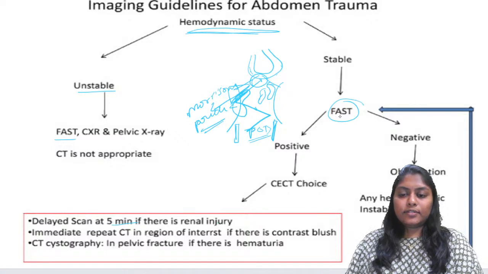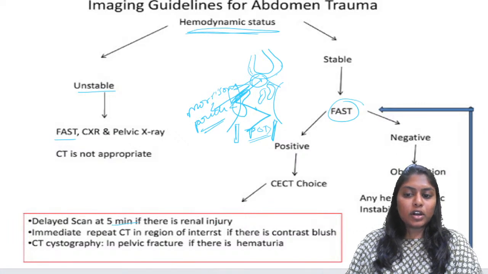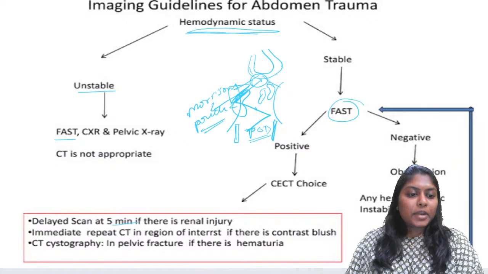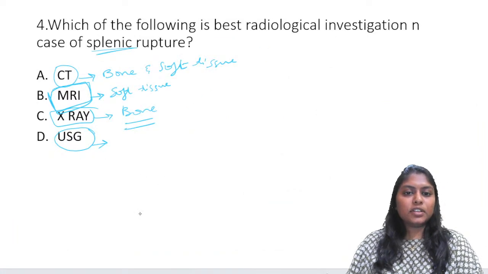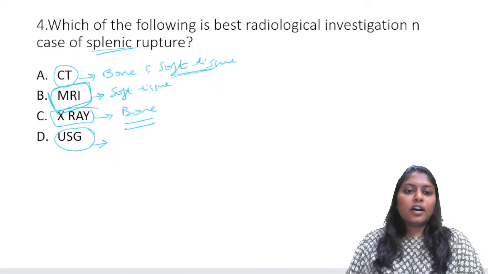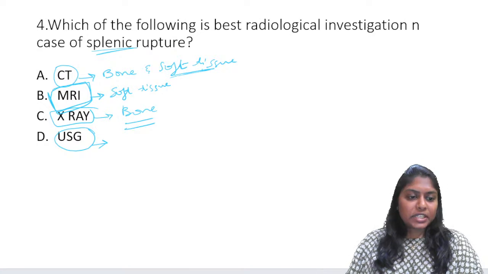Next, if the FAST is negative, we didn't find any of this, and we have to observe. If there is any hemodynamic instability, if the patient is not stable, then we have to repeat the FAST. So, coming to our question, which is the best radiological investigation in case of splenic rupture, for bone and soft tissue and solid organs, as we have discussed, CT is best.